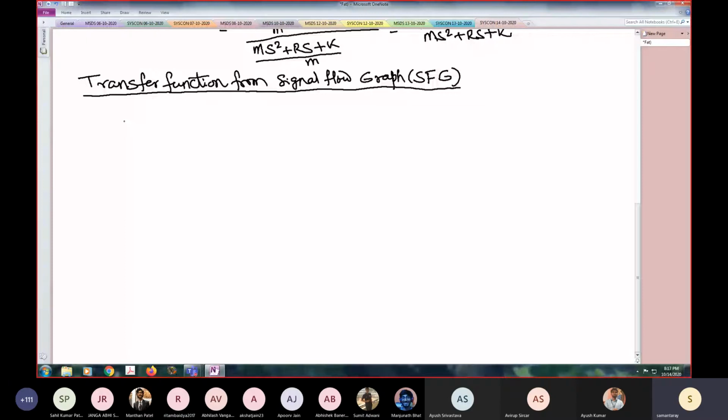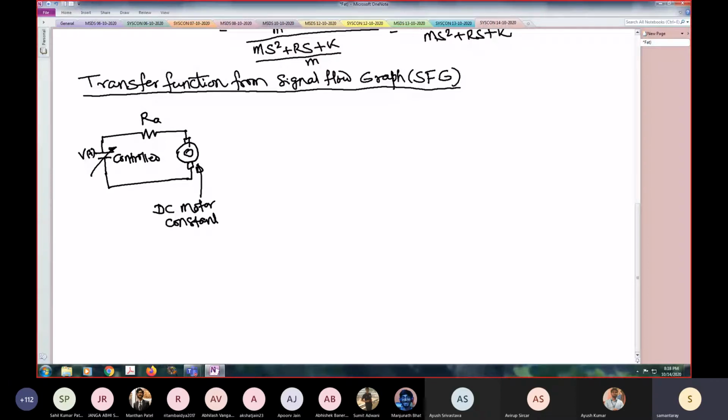Let's say we have a source, some voltage source. This is a controlled voltage source, time varying. There is some resistance RA, and with that we drive a DC motor. The motor constant is mu m.